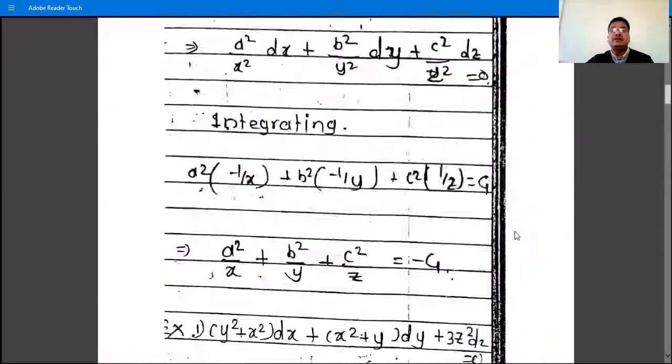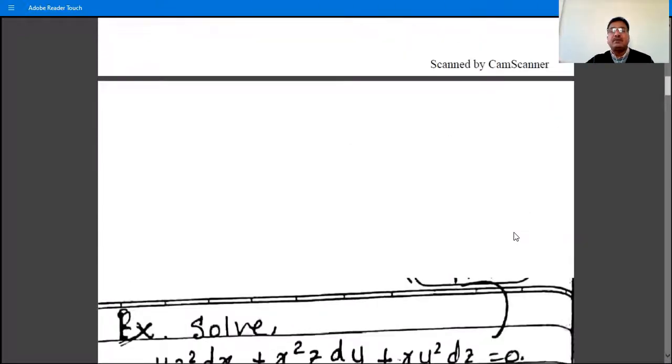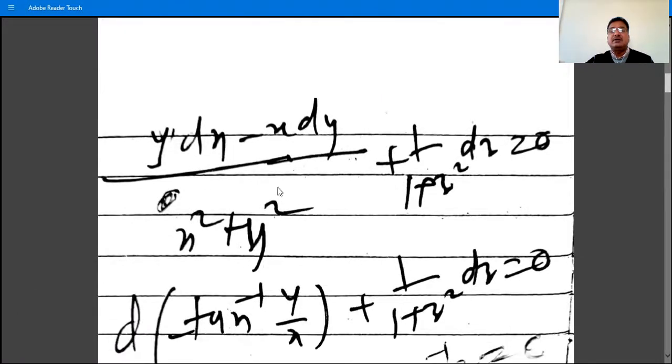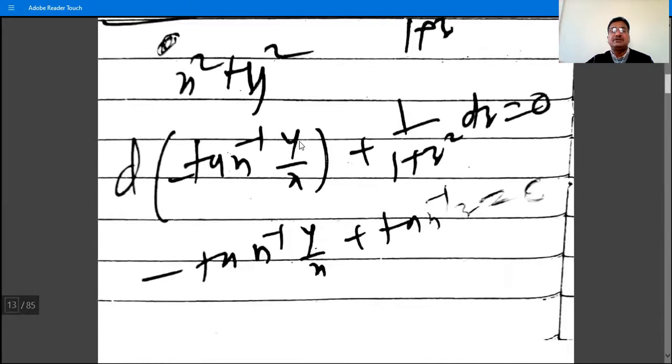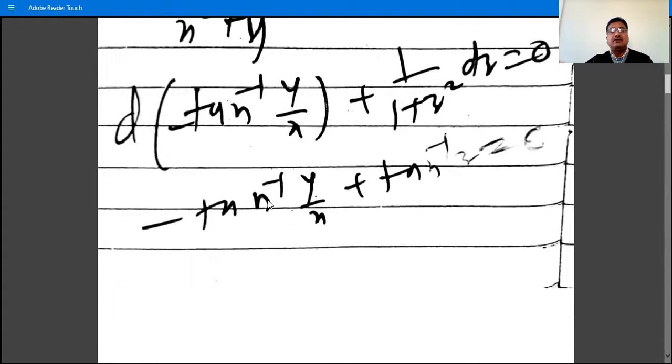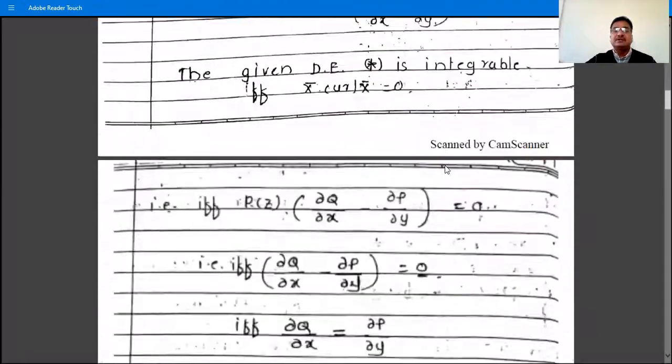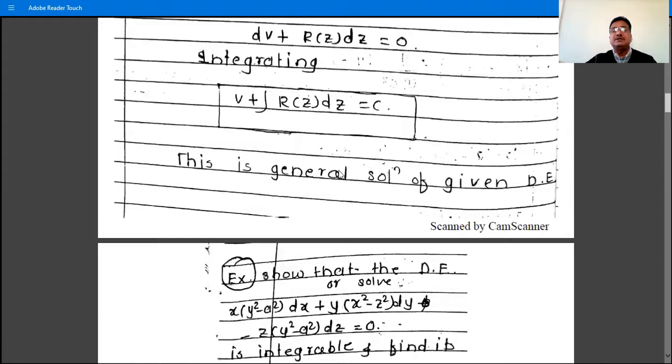So the same procedure is applied here for this example. Once the z variable, one variable, is separated, then adjust the remaining two differentiable functions in such a way that we find v, where dv is equal to this function. This is the complete derivative of this v function, and after integration, the integration of dv is v plus the integration of that R(z) function, which is tan inverse z in this example. So that depends on the function R(z). So this is the general solution.